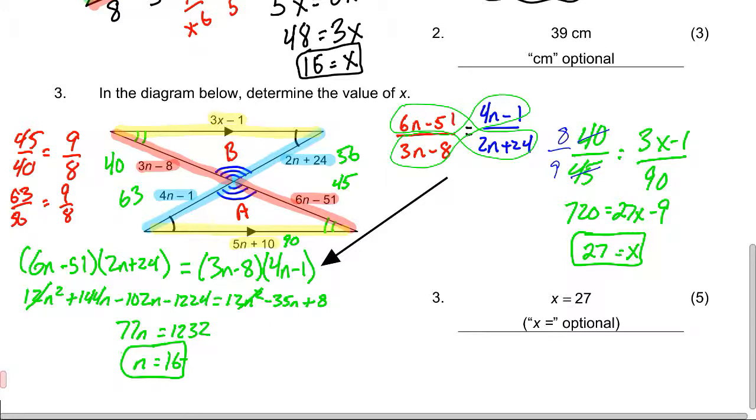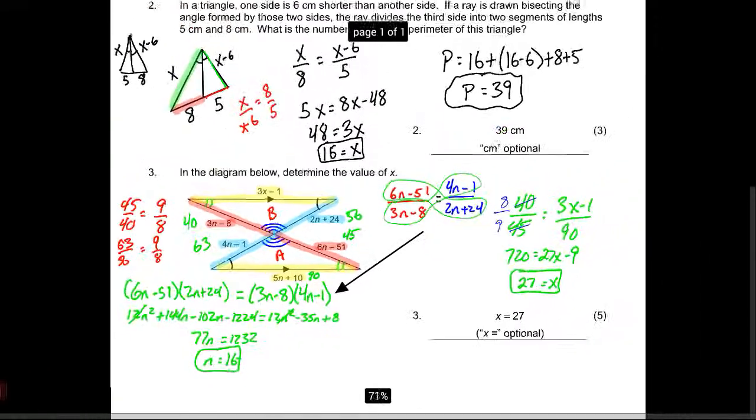So in other words, for every 8 units this one has 9. Okay? So basically what we did was we said 40 is to 45, just as 3x minus 1 is to 5n plus 10. But I know this one was just 90 after I plugged in a 16 right there. So that's what we had over here. 40 over 45 reduces to 8/9. Cross multiply. Find your value of x equals 27.